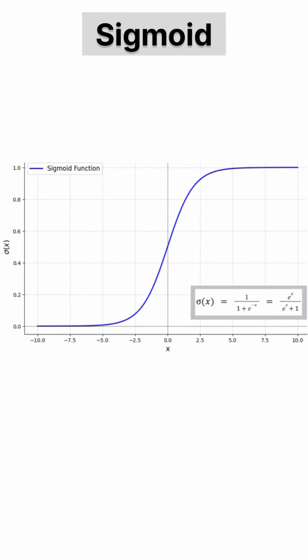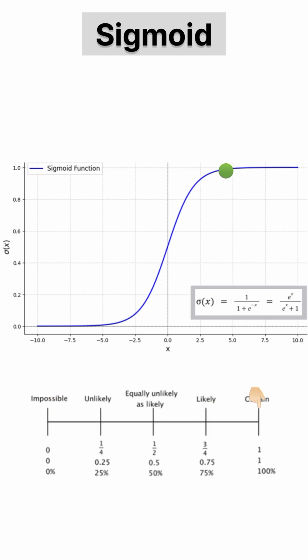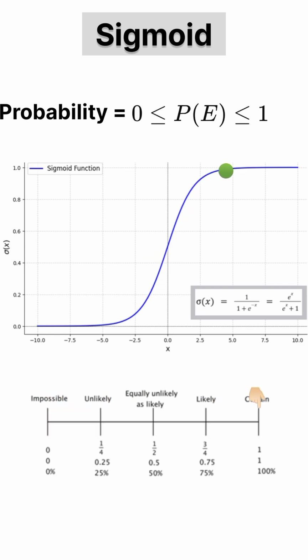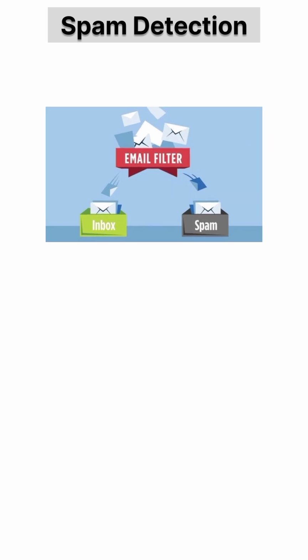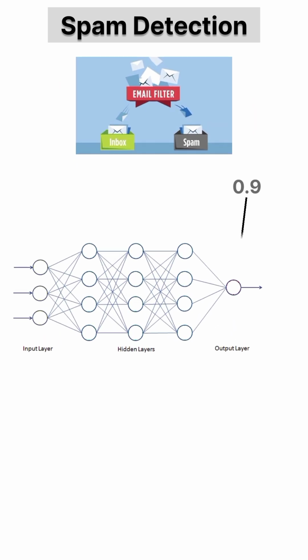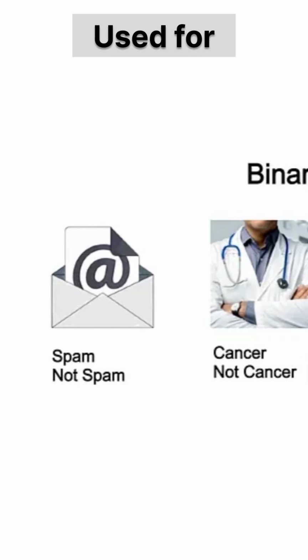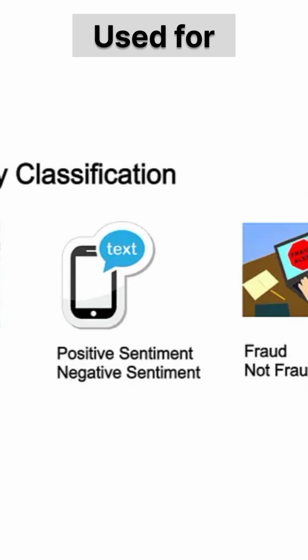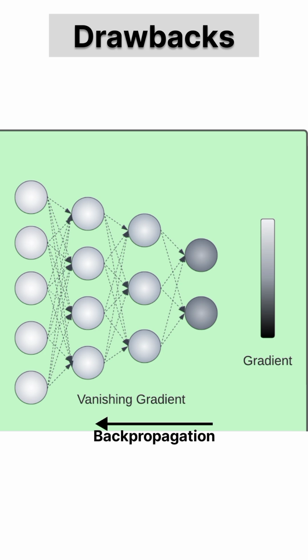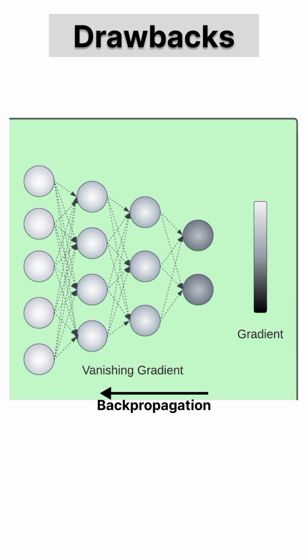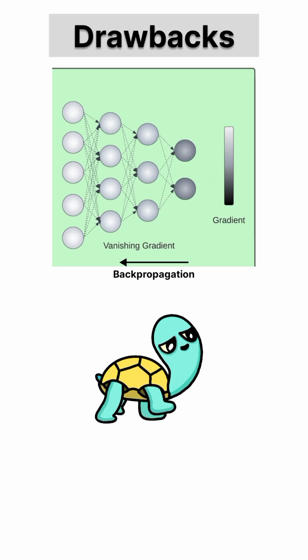Let's start with the sigmoid. Sigmoid converts any input into a value between 0 and 1, so it works like a probability. For example, in spam detection, an output of 0.9 means a 90% chance of spam. That's why sigmoid is used in binary classification problems. But sigmoid has a drawback. It causes vanishing gradients, which result in slow learning of the neural network.